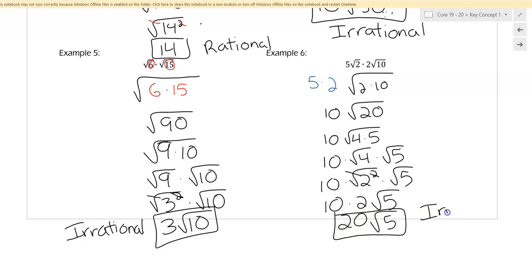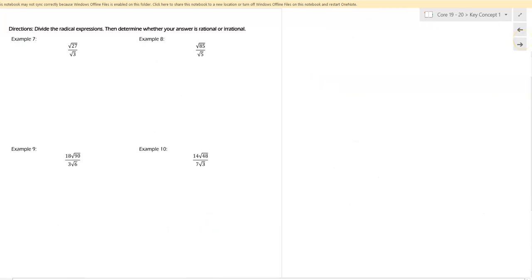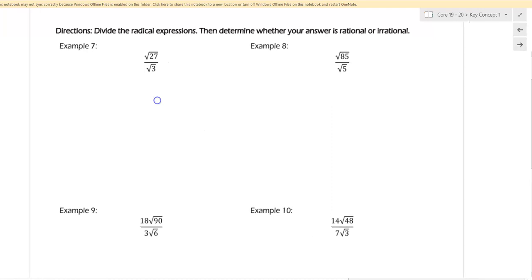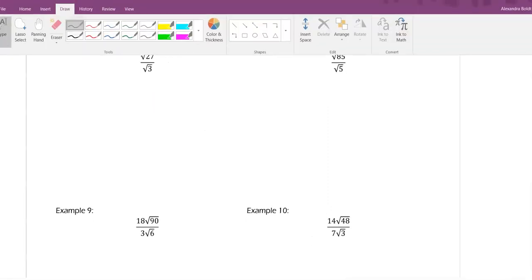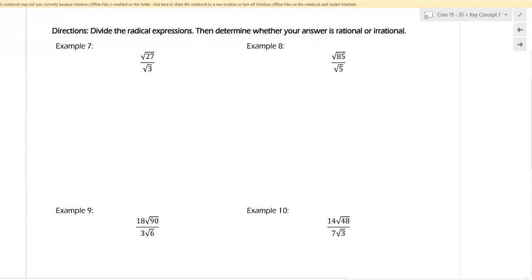Again, while it's simplified, there's still a square root, so it is irrational. All right, this one's getting long, but go ahead and turn the page. We're going to do our division problems really quick. Now we're going to divide. Same type of steps, right? Divide the outside, divide the inside.